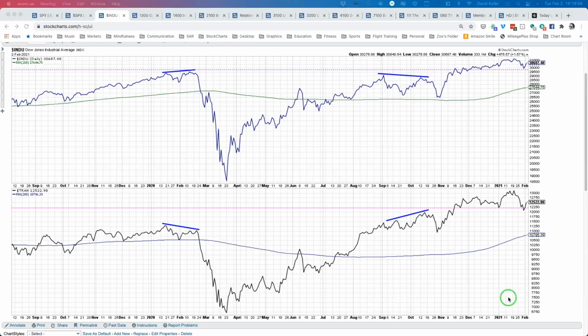Okay, so today's one chart is Dow Theory. Today we're going to talk about what Dow Theory is, what it tells you about the overall market conditions, and then what it's telling us about the markets right now. So first off, what is Dow Theory?